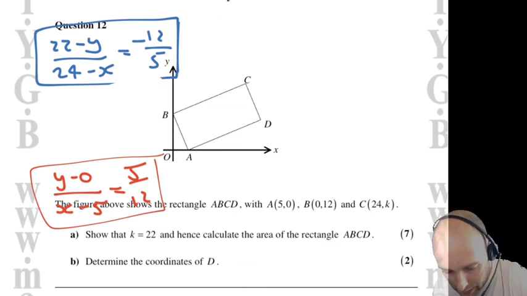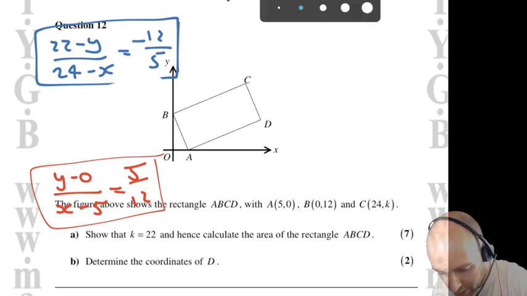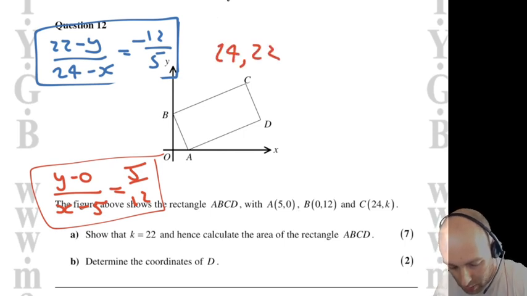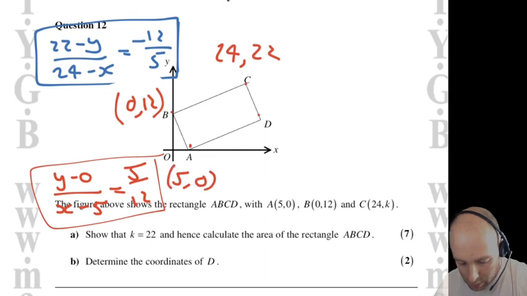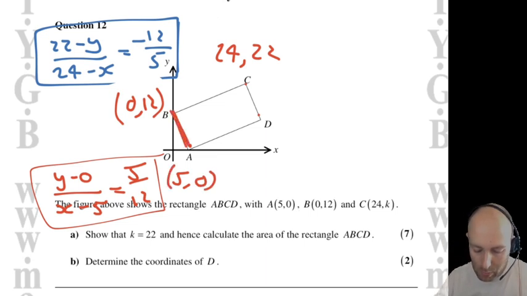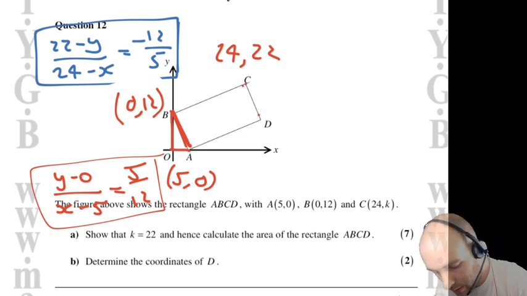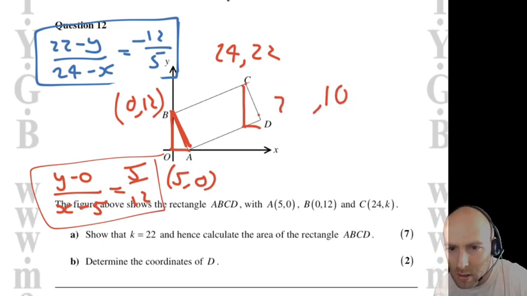Alright, so C was 24, 22. To get from B to A, B was 0, 12. A was 5, 0. So to go to that point from there, we took A away 12, we've gone down 12, and we've gone across 5. So from C we go down 12 to 10, and across 5 to 29. 29, did you guys get? Yeah, 29, 10.